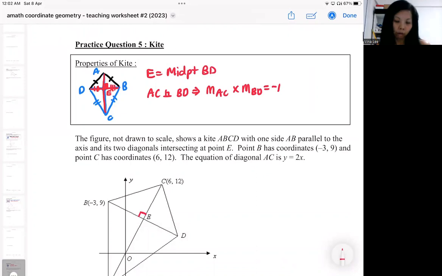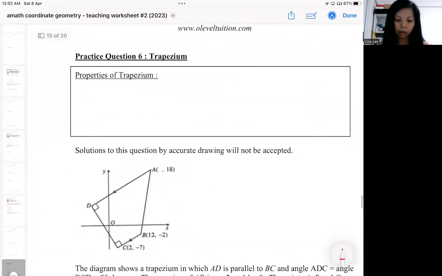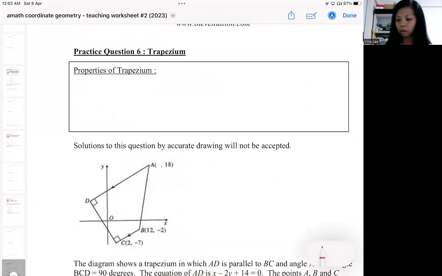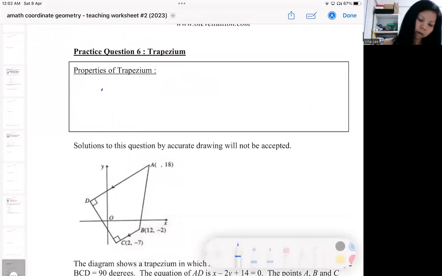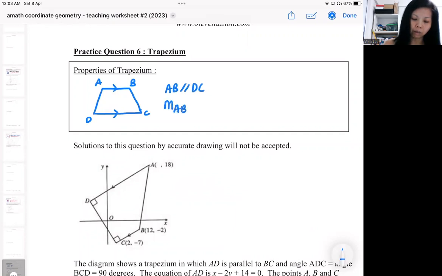Okay, so other shapes could be a trapezium. So a trapezium has not much. The characteristic of a trapezium is just a pair of parallel lines. So we don't have a lot of characteristics. So it's just one pair of parallel lines. So AB is parallel to DC. So the gradients are supposed to be the same.